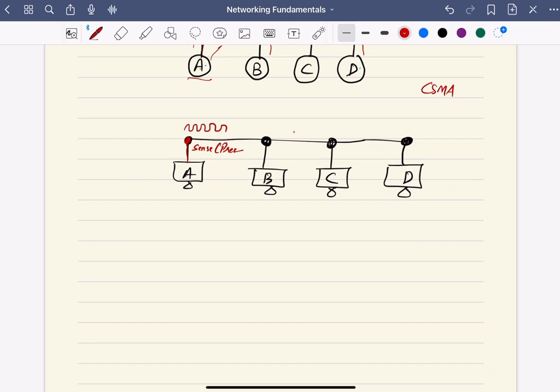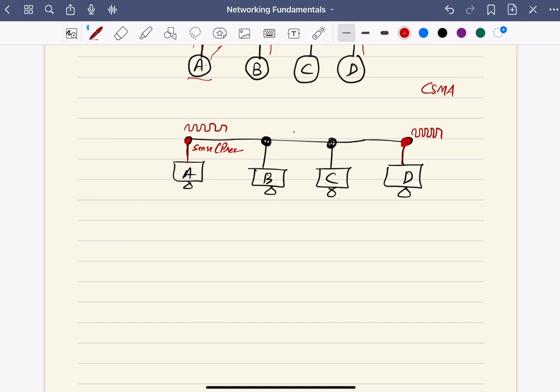But stop here. There's a problem. What is the problem? The problem is that D is also sensing its channel, this connection, and D finds, hey, there's no signal, everything is fine. D also starts sending or creating a signal. Now, what's going to happen?